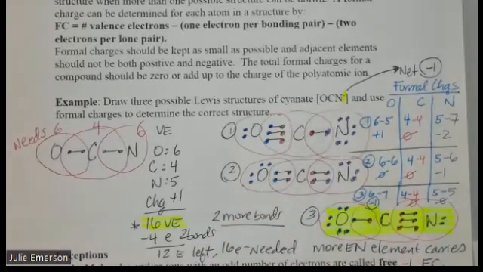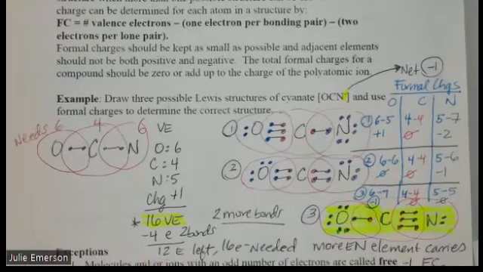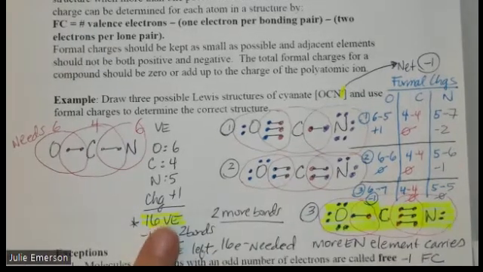They all have the octet rule. And that's what every element always wants, the S2P6. Again, except for hydrogen and boron, and there's some others. But for the most part, that's always what the goal is, right? We want to make sure everybody gets 8 electrons. We want to use our total number of valence electrons, no more, no less.